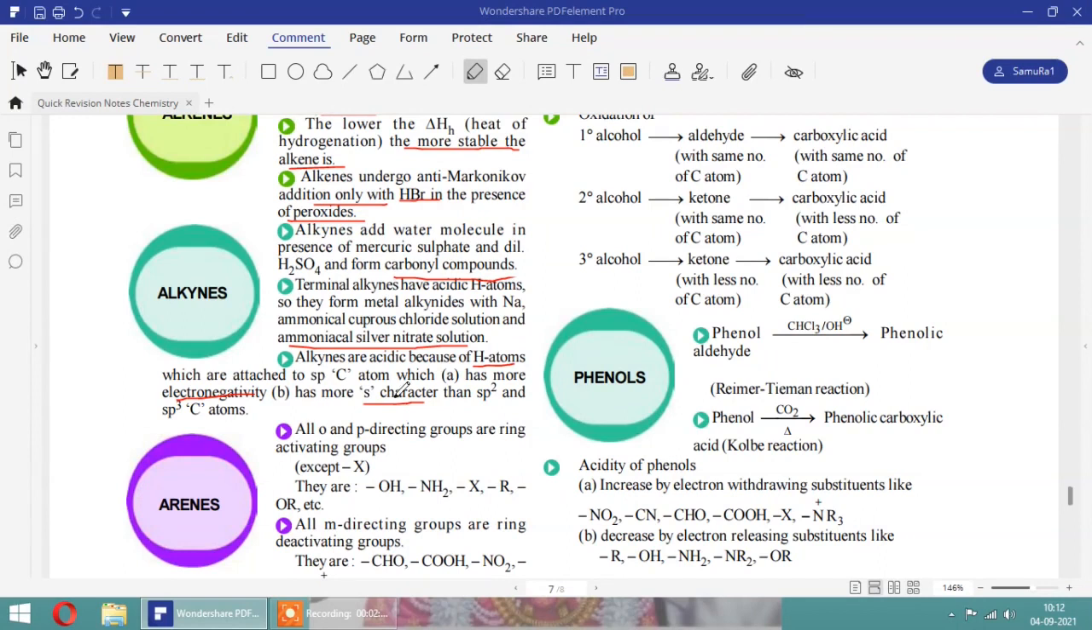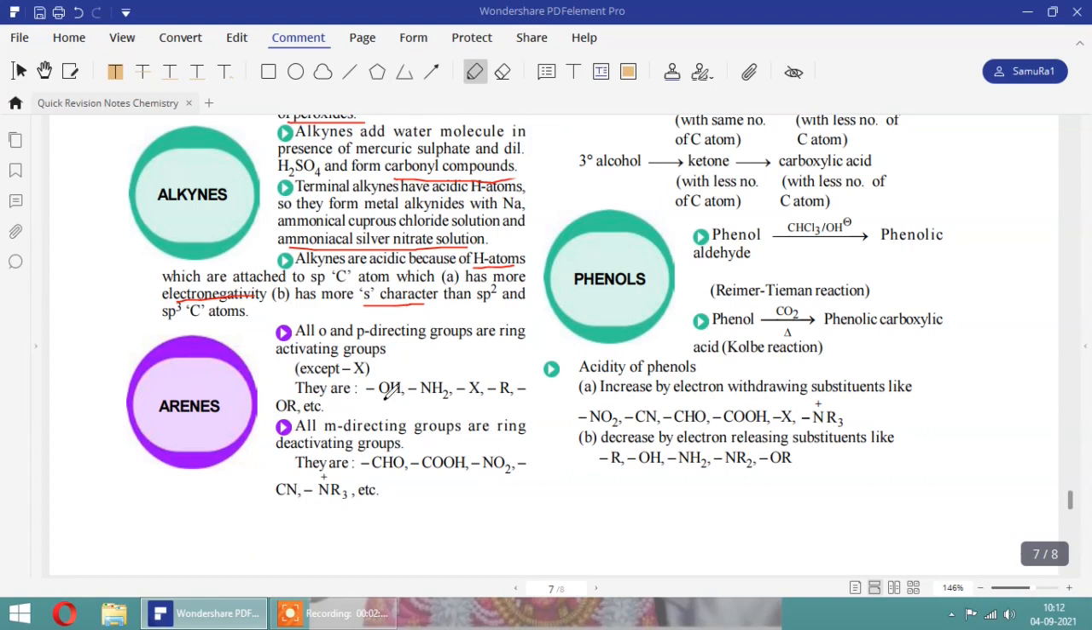In arenes, all ortho and para directing groups are ring activating groups, except halogens, X. They are OH, NH2, minus X, minus R, that is OR, etc. All meta directing groups are ring deactivating groups. They are CHO, COOH, NO2, CN, NR3, etc.